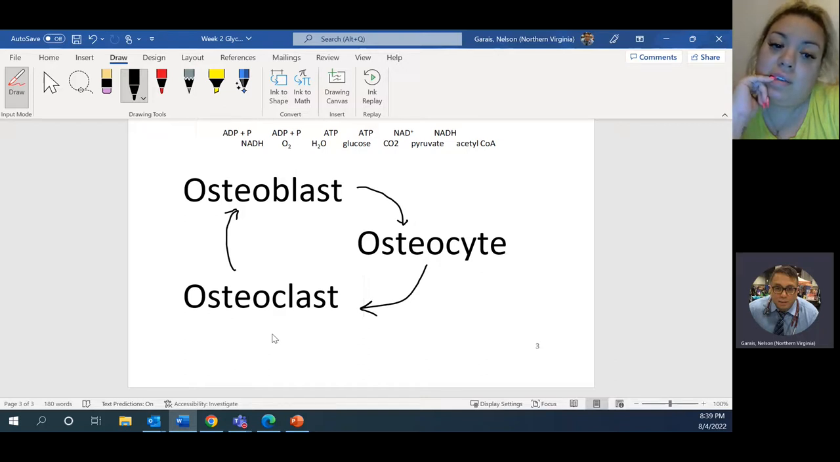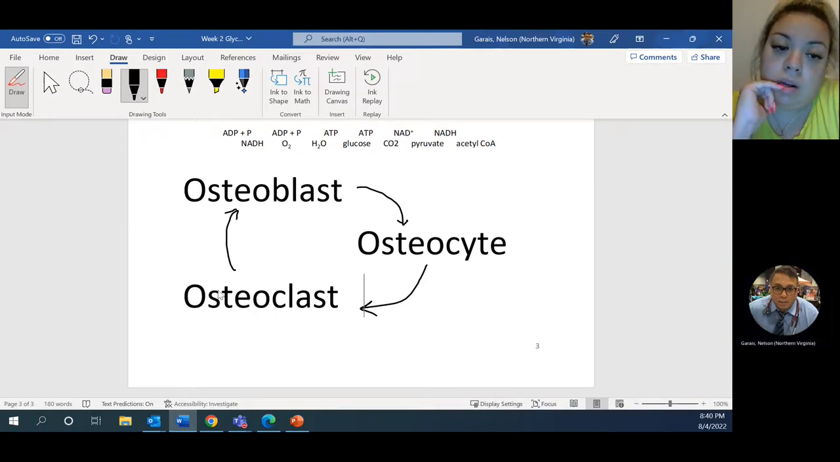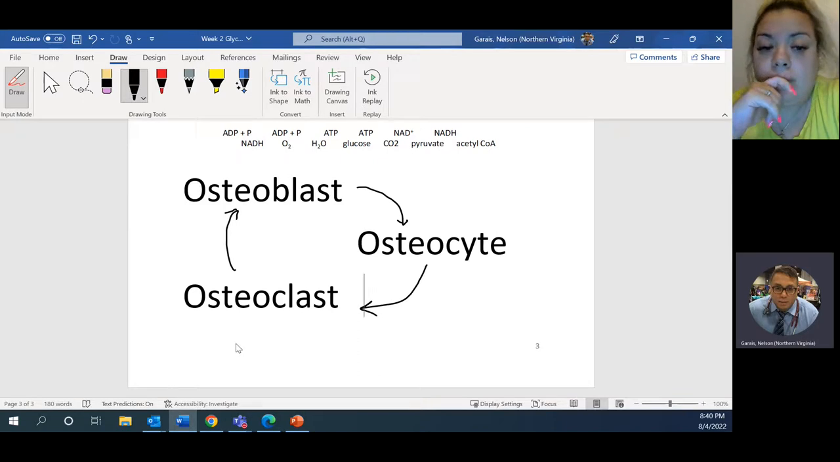And of course, one of the main things that you guys do as future nurses is do what? Prevent falls. They even have algorithms now to warn you guys, this person is a fall risk. Because if an older person falls, it will favor what? Osteoclast breakdown. Because after you fall, you get hurt, you don't move.